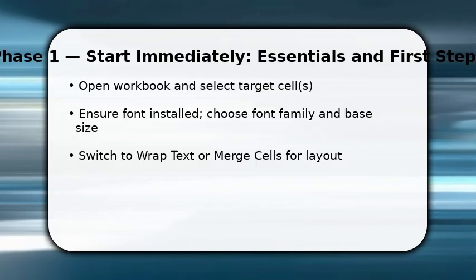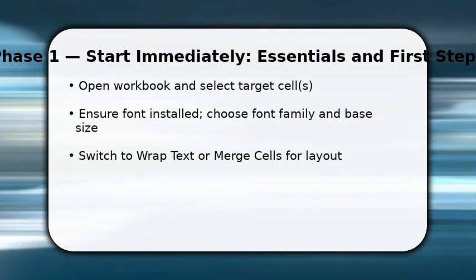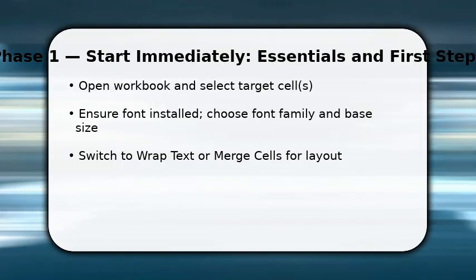Next, decide layout. Use wrap text to keep content visible or merge cells for a single banner. Choose the simpler one for your layout. This first step reduces rework later, so confirm alignment and cell height before proceeding.